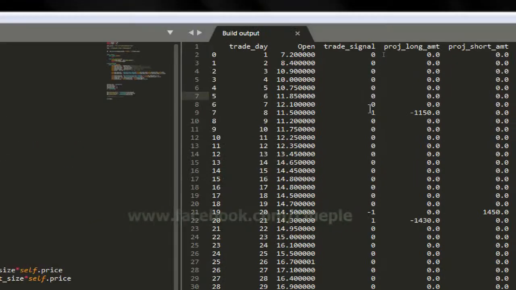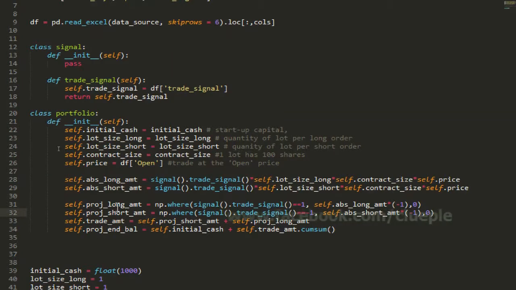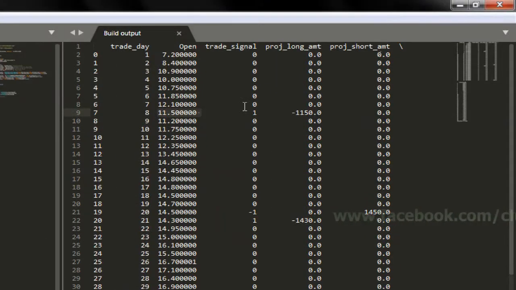From day 7, I see a trade signal. Sorry, it's trade day number 8. So I'm going to buy 100 shares at $11.5. So it's this one. That's the projected trade amount. What it means is when I see the trade signal equals 1, which is this one, I buy shares at the opening price.